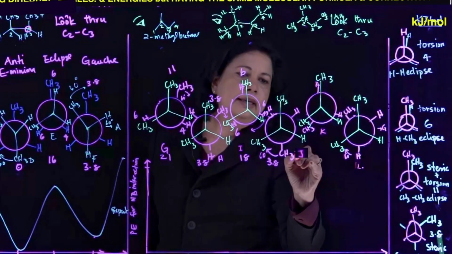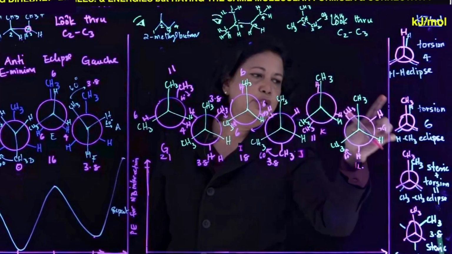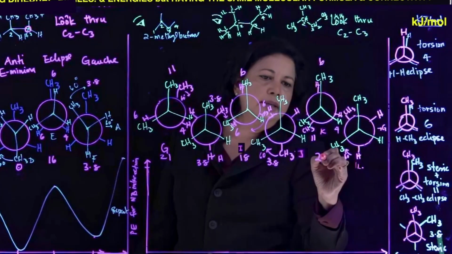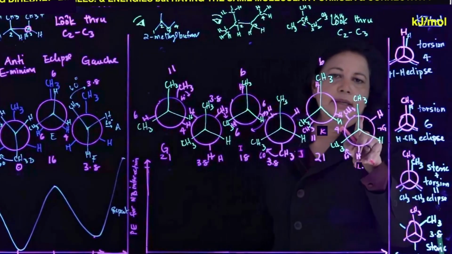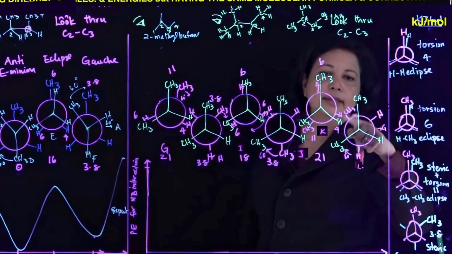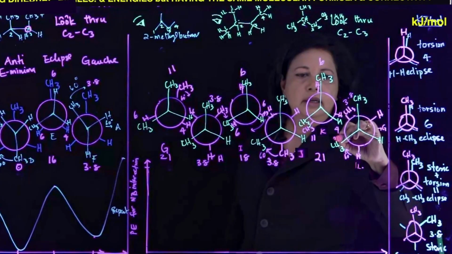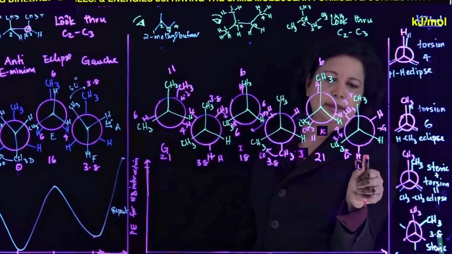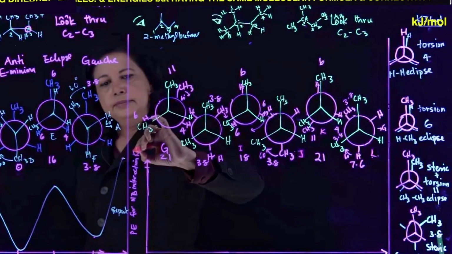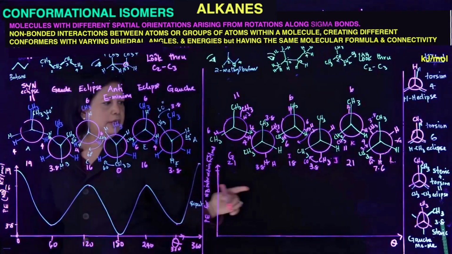And let's say over here, back again, eclipse, methyls 11, hydrogen methyl is going to be 6, hydrogen is going to be 4, so that's 21. Just like G. And here you have a methyl-methyl gauche interaction on both sides. So there's a 3.8 here and a 3.8 here. That's going to be 7.6. This is all in kilojoules per mole.